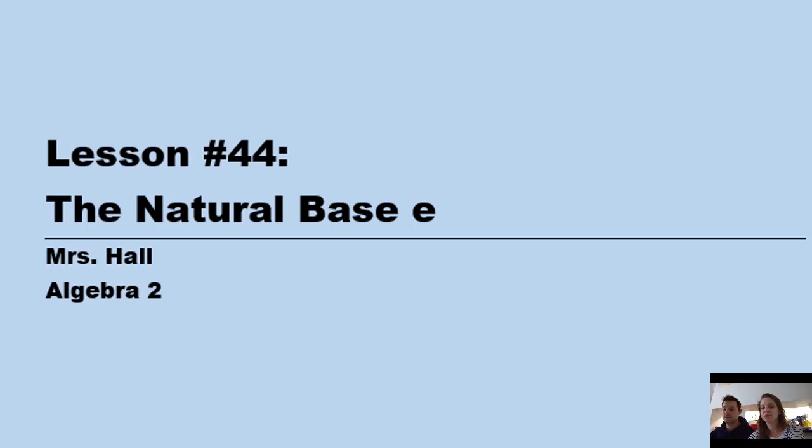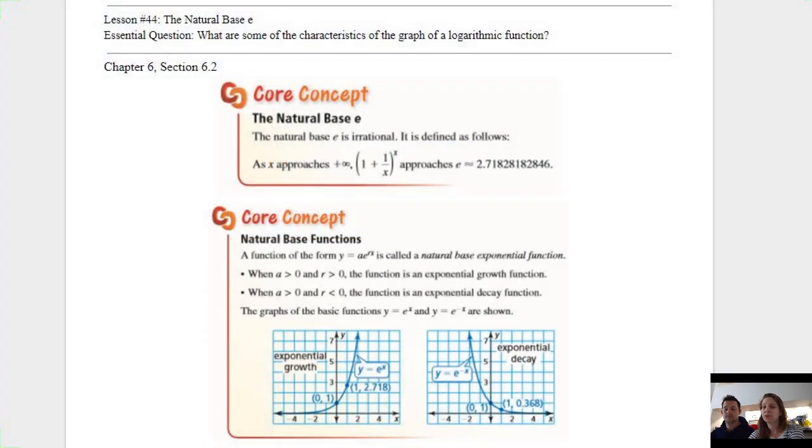And this is lesson 44, the natural base e. Okay, so for the first time, we're learning about the natural base e. And e is irrational and is defined as follows. So e is like the number pi, and that's what we're saying when it's irrational here. And there's a button on your calculator that's e. And e is approximately 2.718.